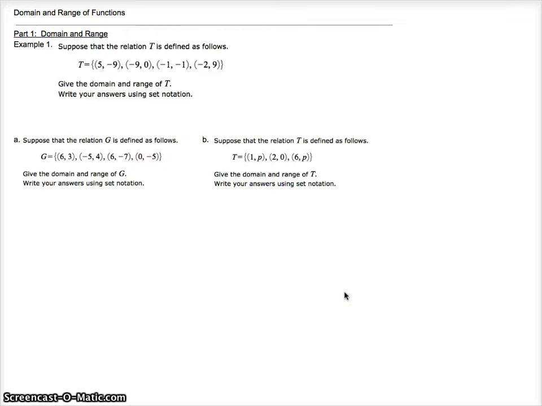Hello, welcome to Domain and Range of Functions. In part 1, we're going to look specifically at what domain and range mean.